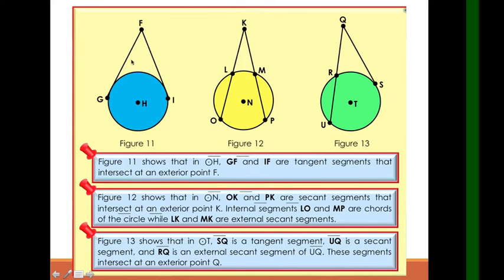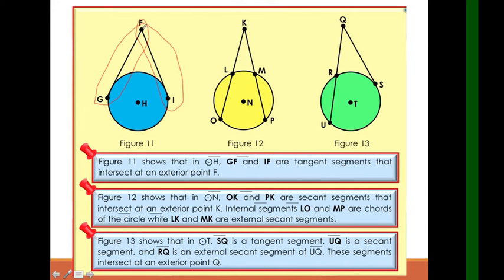So, these two lines, okay, are tangent lines that touch only one point of the circle. So, tangent lines ang tawag sa mga yan. And then, ang kanilang point of intersection is at the exterior point F. Okay, so nasa point F yung kanilang intersection.